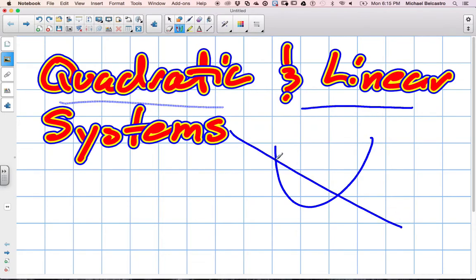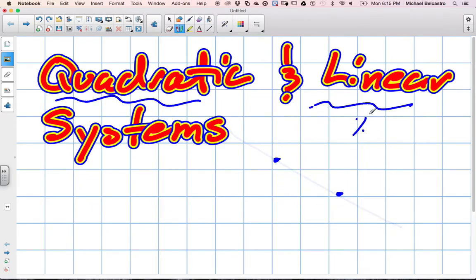So this is kind of a grade 11 university idea, but it makes you review quadratics and linears, which is grade 9 for linear, grade 10 for quadratic, grade 11 mixed for both of them. So we're going over both of them.